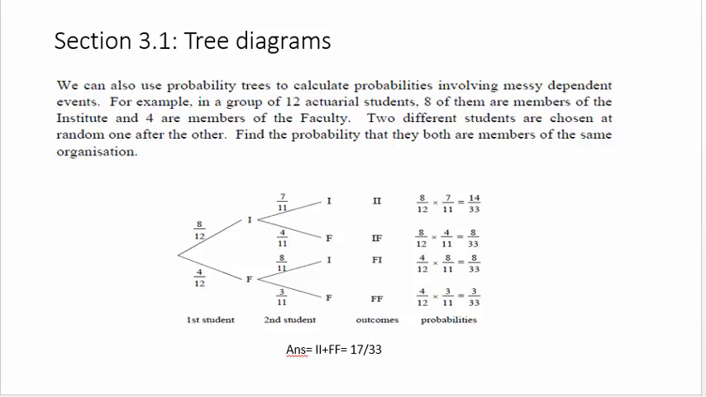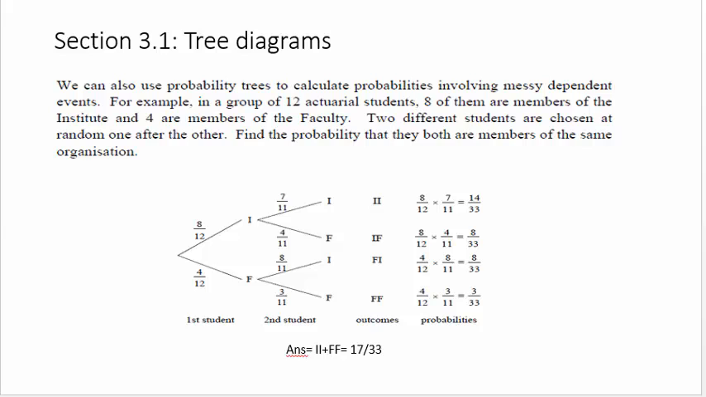In the given question, there are 12 students. 8 of them are members of the institute and 4 of them are members of the faculty. We have to find out, if two different students are chosen, what is the probability that both are members of the same organization? Similar to the previous question, at every step there are 2 possible outcomes: the chosen student is a member of the institute or a member of the faculty.